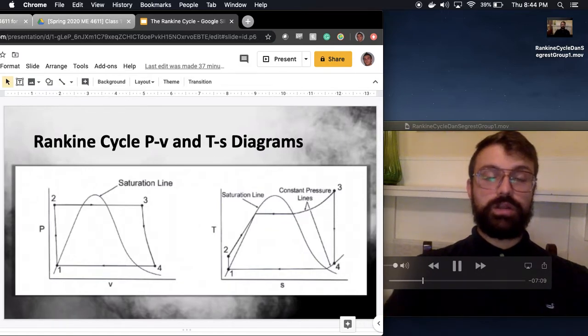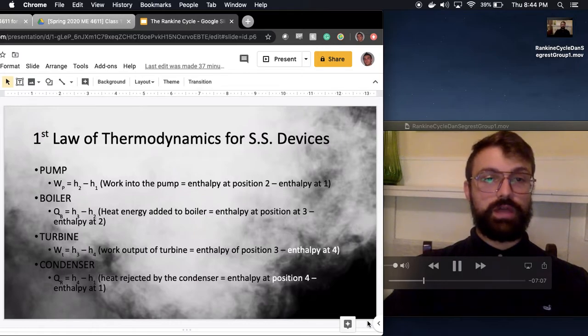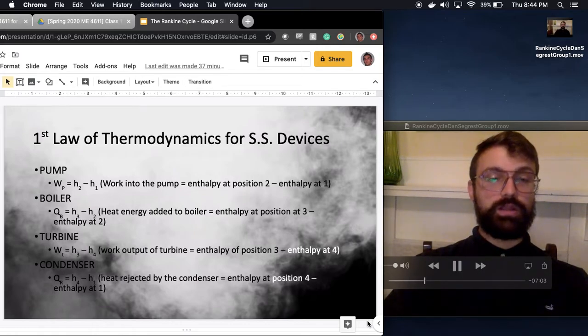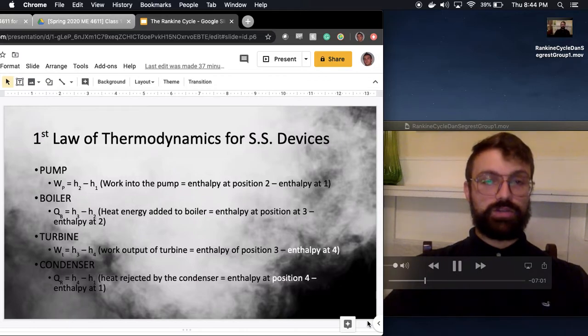So the first law of thermodynamics for steady-state devices will show that we have a few equations for the pump, boiler, turbine, and condenser when it comes to how much heat or work is being done in that component. So these are the first law derivations for those particular relations here. Just kind of go over this briefly because in the lab we will be actually doing this.